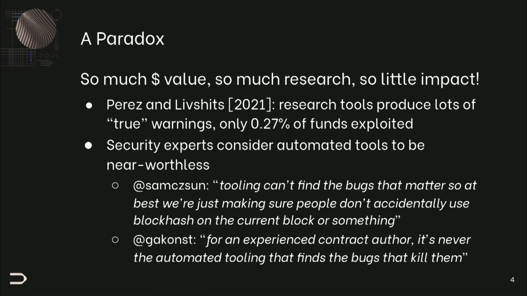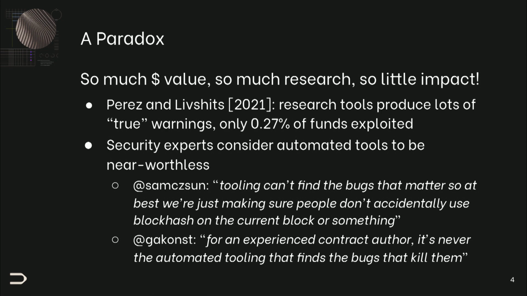Now, this presentation is very much about a paradox, or an apparent paradox. There's so much value in dollar terms in smart contracts. There's so much program analysis research. And yet, by some measures, there's very little impact. This is documented both in studies, such as a 2021 study by Perez and Lifshitz that says that of all published analysis tools, even though they produce true warnings, the actual monetary value behind these warnings is extremely low, and also by the informal opinion of security experts.